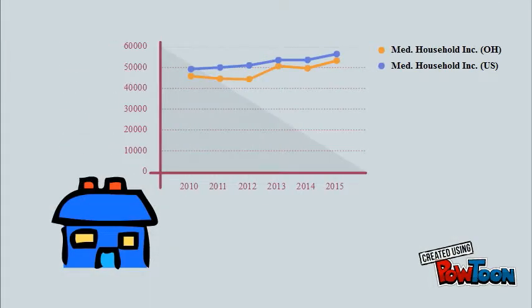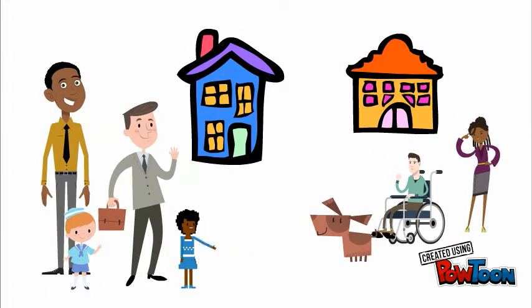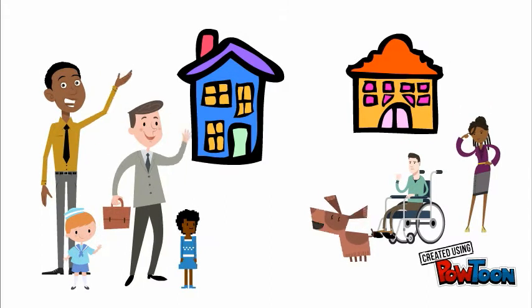The other measurement we look at is median income. This chart shows the median income in Ohio versus the United States. In 2015, Ohio's median household income was about $53,000. The median household income reflects the income of the entire household, regardless of the number of people living within it.